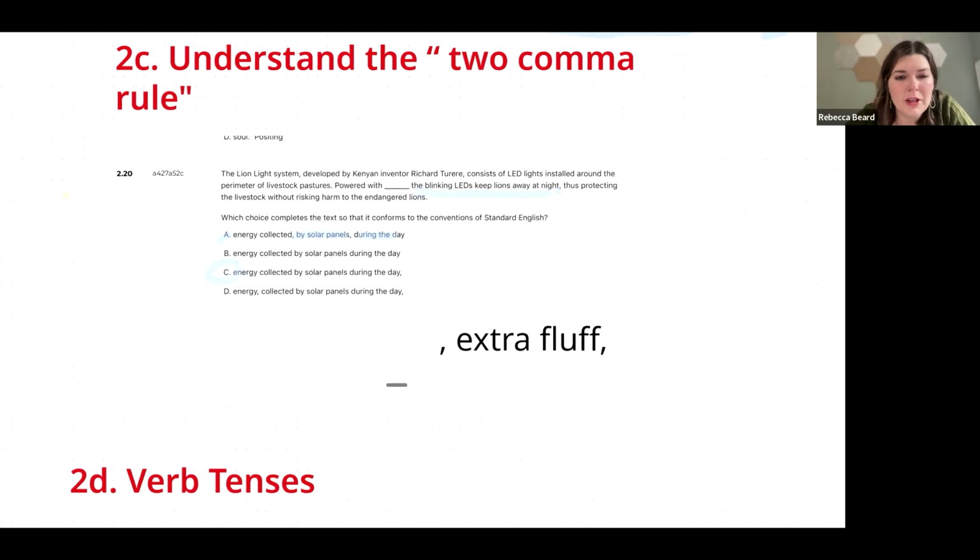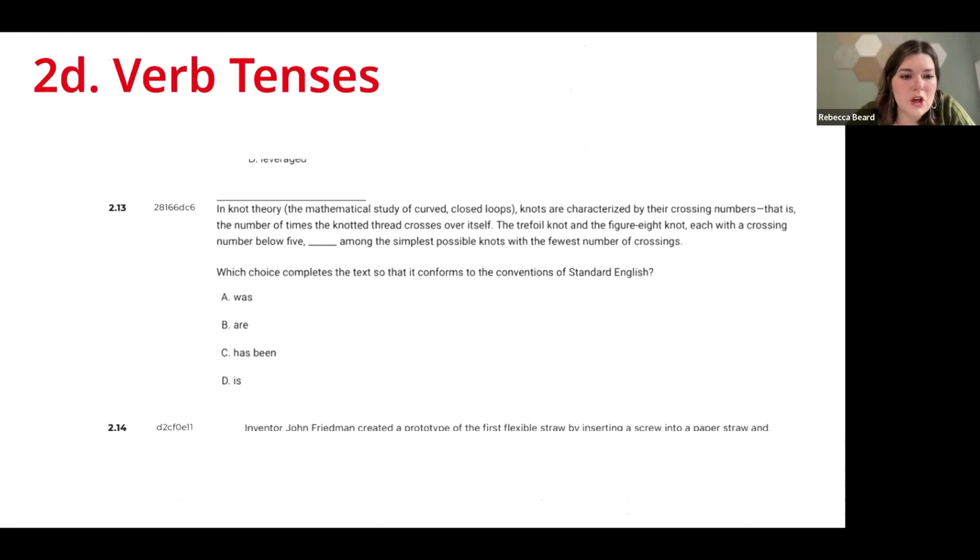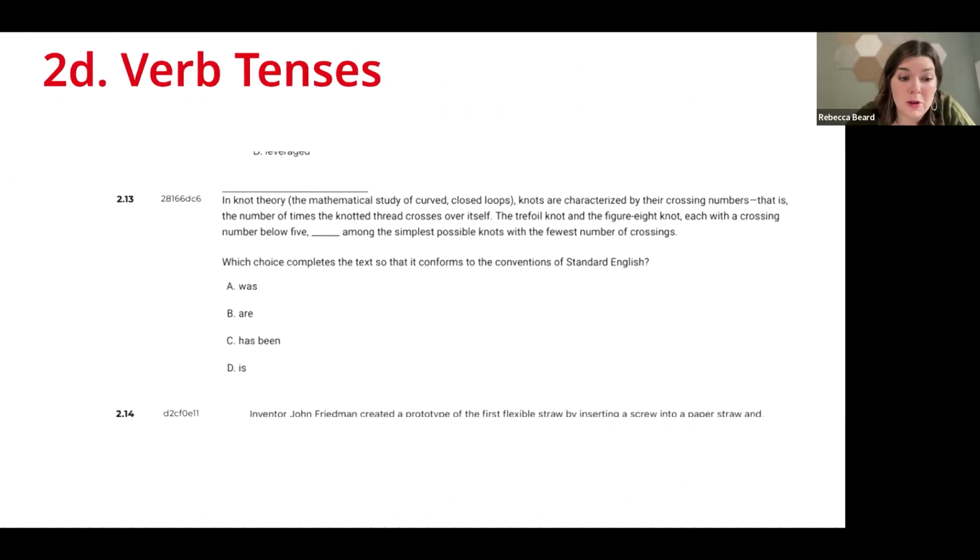And the last one, most people are like, this is too easy, but I see kids miss this all the time, is verb tenses. The key is knowing when to use a plural verb, and I'm highlighting a plural verb there, or a singular verb, which is like was and is, because you have to check the subject. And since these sentences can be crazy long, students really struggle to find where the subject is. So on the second sentence: the trefoil knot and the figure 8 knot, each with a crossing number below 5, comma blank, among the simplest possible knots with the fewest number of crossings.